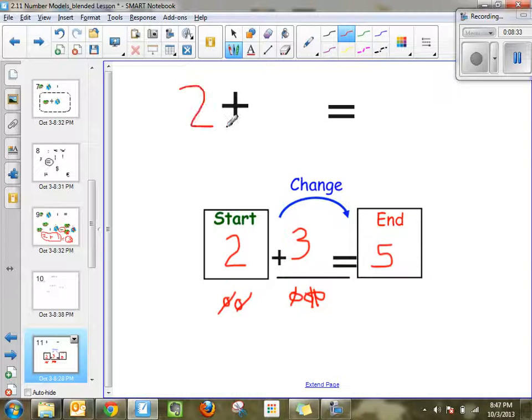So same thing here, I could write it just like this. 2 plus 3 equals 5. And again, this is what we call a number model. You're combining 2 numbers, and we know that we're making them bigger because we're adding with the plus sign. And it ends up giving us a result of 5.